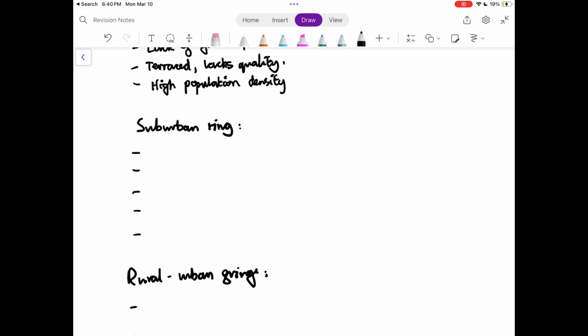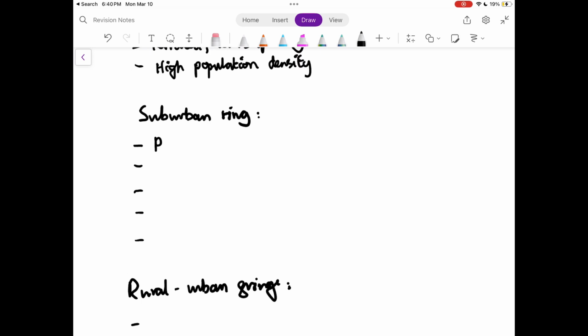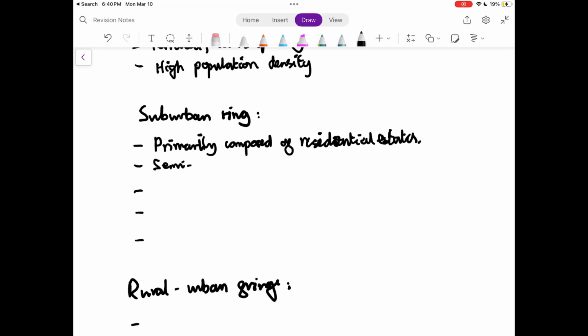So the next land zone we're going to look at is the suburban ring. This area is primarily composed of residential estates. And these housing are semi-detached, and they also include gardens. And there's also more greenery embedded within this part of the city. So there's more parks and tree-lined avenues, etc.